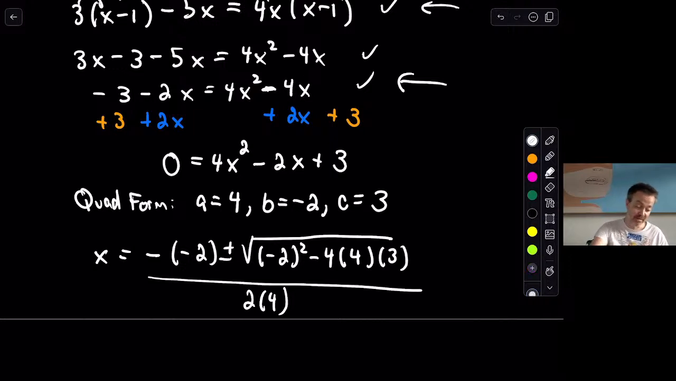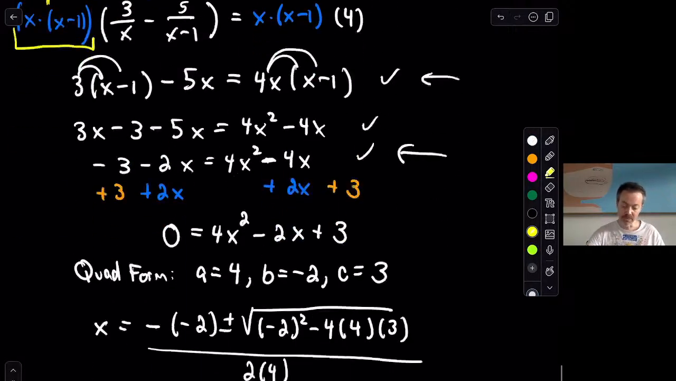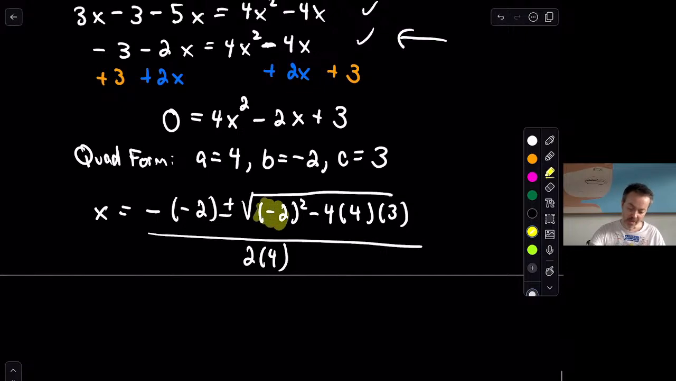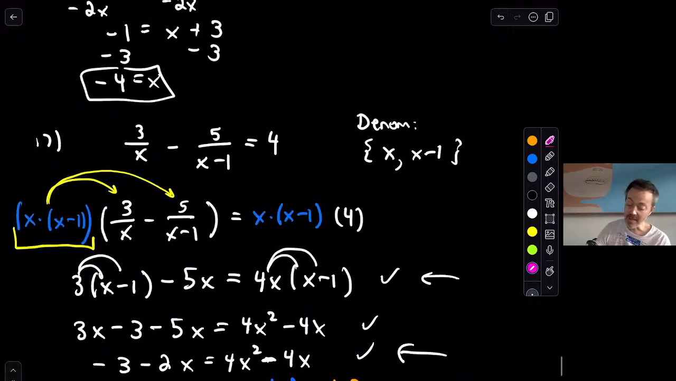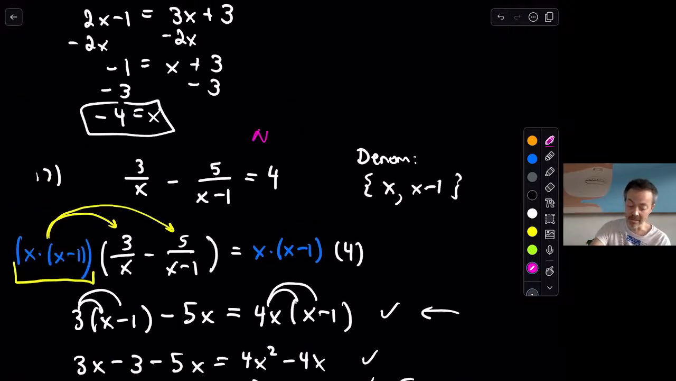Does everything look good? Notice this discriminant. If my arithmetic is right, and I think I am okay, this discriminant is going to be negative, because negative 2 squared minus 4 times 4 times 3 is going to be a negative number. So that simply means this has no solutions. This quadratic equation has no solutions, and what that means is this original one also has no solutions. Assuming I didn't make an algebra mistake, that's what it tells us.